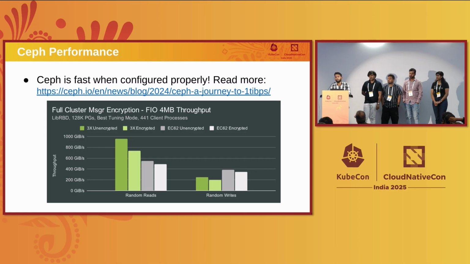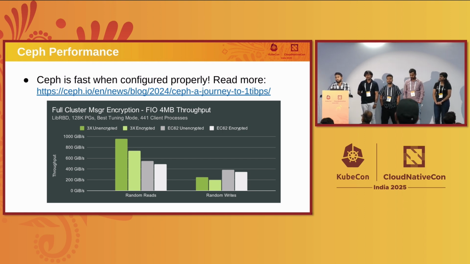At the booth, we got lots of questions regarding Ceph performance and how to configure it properly. Ceph is fast when configured properly, and from upstream we have a great blog where someone from the community is getting 1 terabyte of IOPS. You can read this blog to see how the user configured his cluster to get better performance and better IOPS.